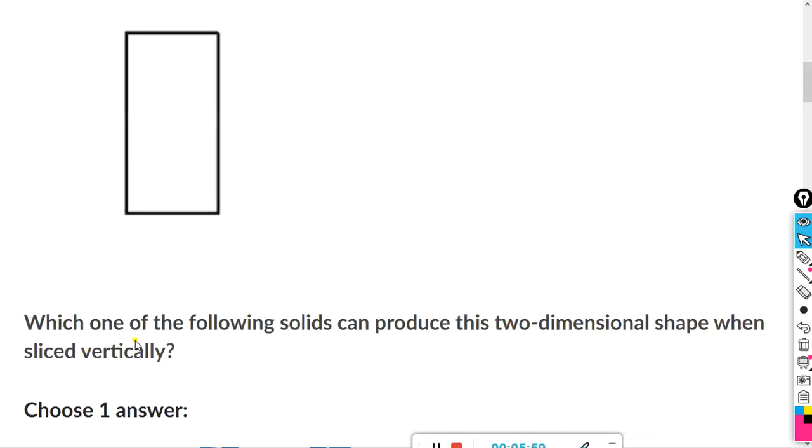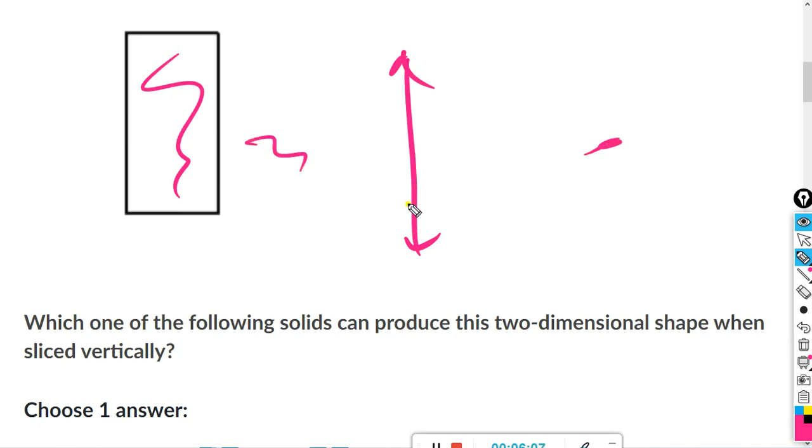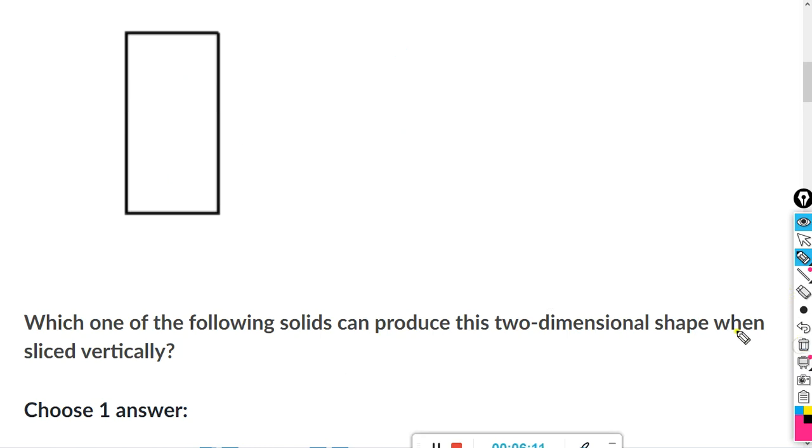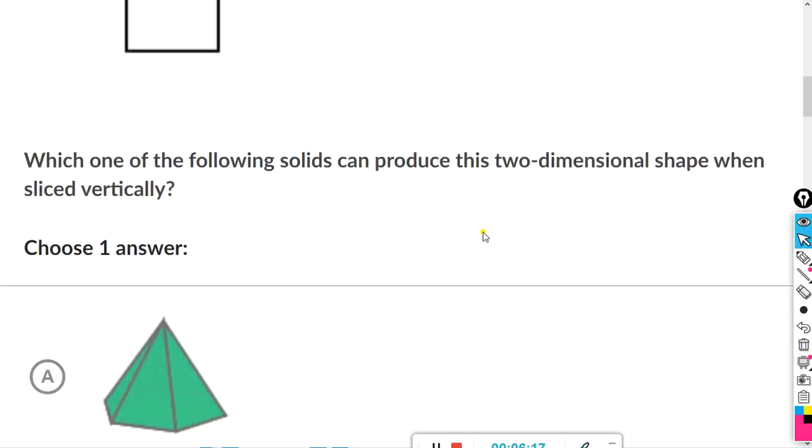Last one. Which one of the following solids can produce this two-dimensional shape when sliced vertically? Slicing something vertically means we're slicing it from top to bottom. So this shape right here will have to be on the left and right side of whatever figure it is. So we're going to look for this shape on the left and right because we're slicing it vertically, which means from top to bottom.